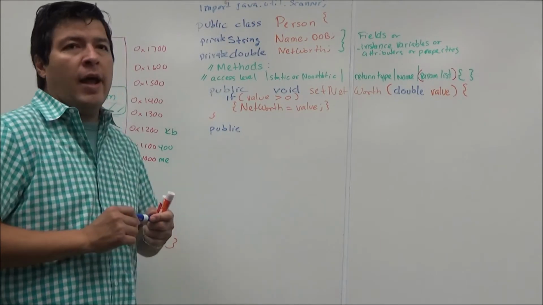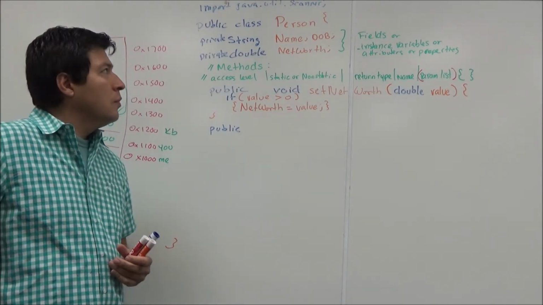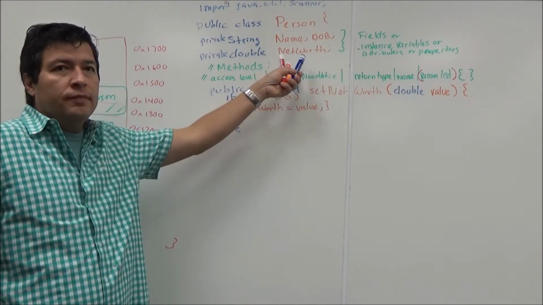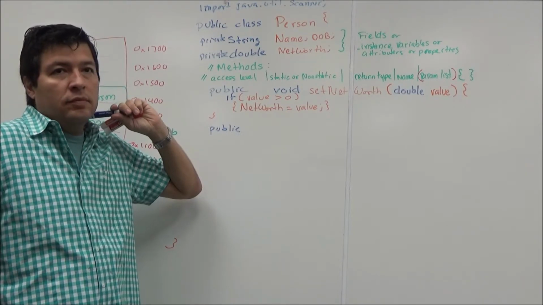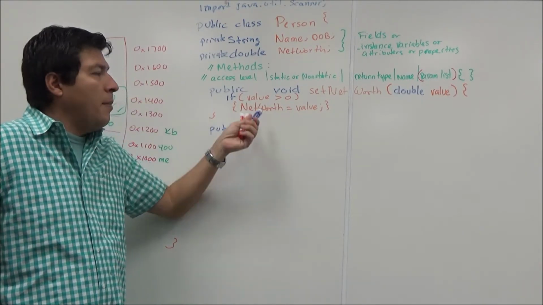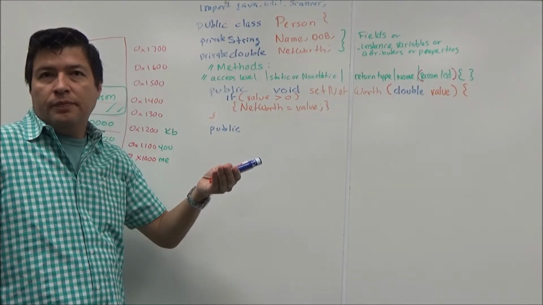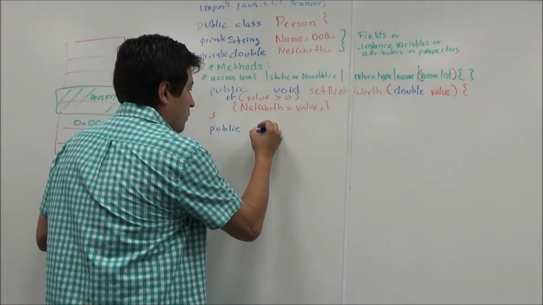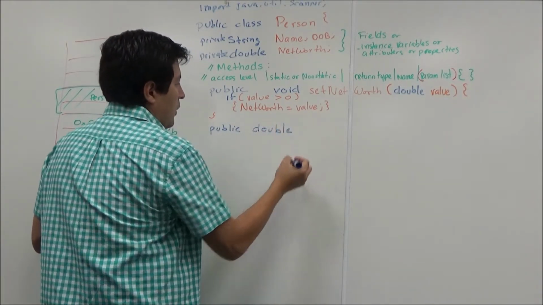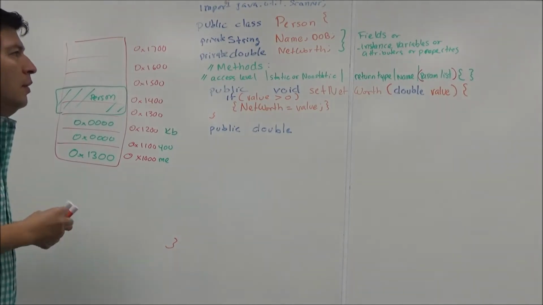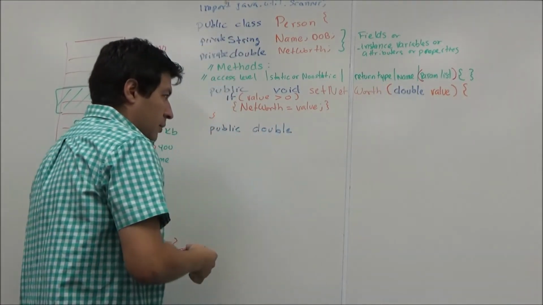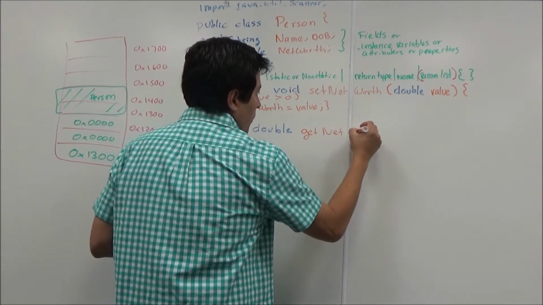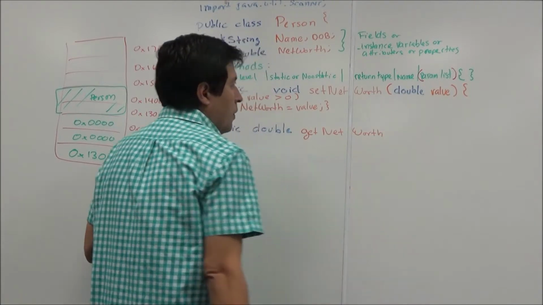But what should be the return type? Well, what variable do we want to find out the value of? The net worth, right? What type is that? The double. So my method should return a double. Make sense? So now, it's a double. Okay, and what name do you want to call this? I'm going to call it get net worth. All right.